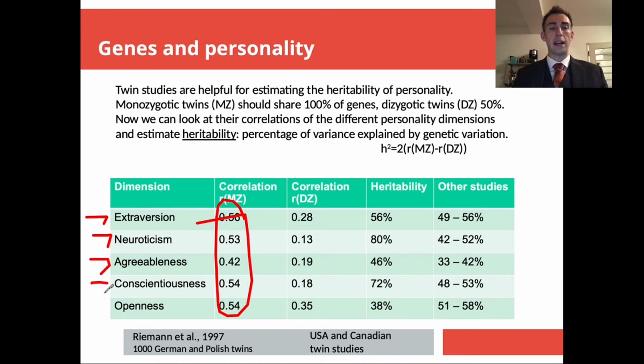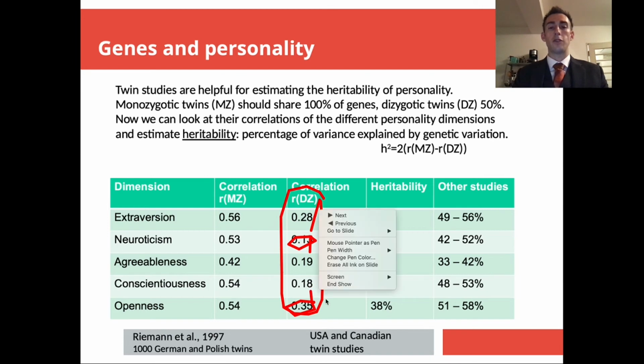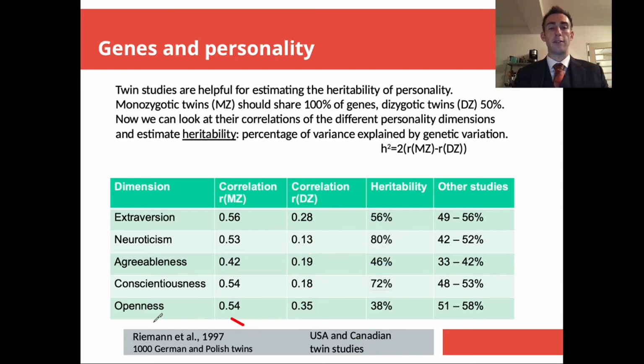And so the correlation between monozygotic twins for the different personality traits, the big 5, is about 0.5, a little bit higher, a little bit lower, whereas the correlation of dizygotic twins for the same is between 0.13 and the highest was 0.35. This is based on a study from 1997 that looked at German and Polish twins.